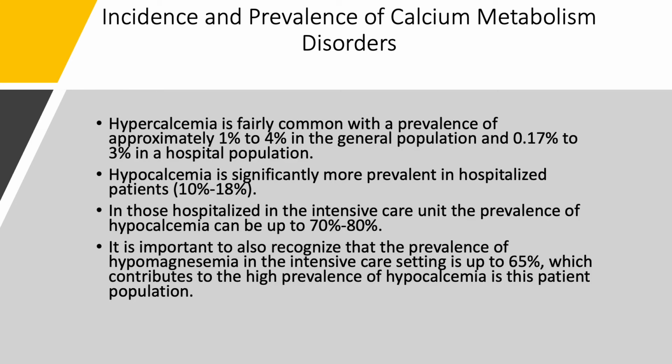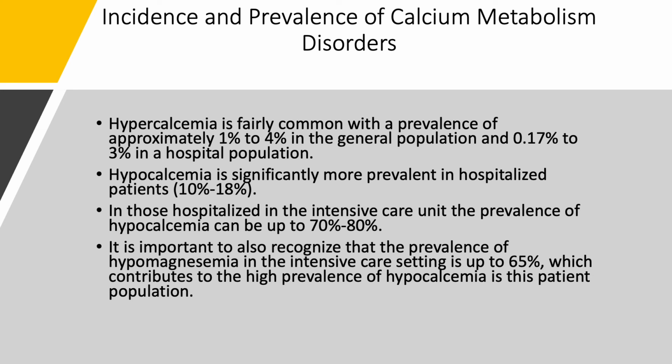What about incidence and prevalence of calcium metabolic disorders? Hypercalcemia is fairly common in the general population, 1 to 4%. In a hospitalized population it is 0.17% to 3%. Now, hypocalcemia is even more prevalent in hospitalized patients, up to 10 to 18%. In some intensive care units, it can be up to 70 to 80%.